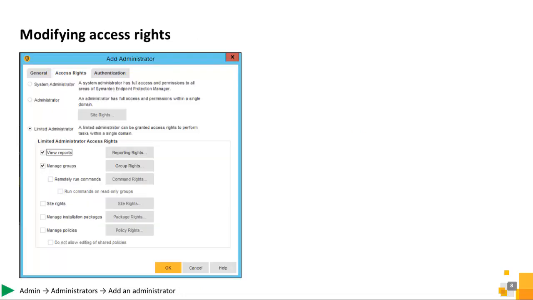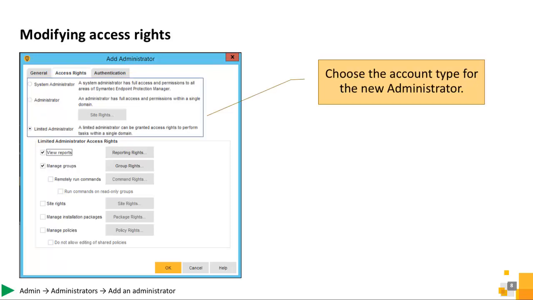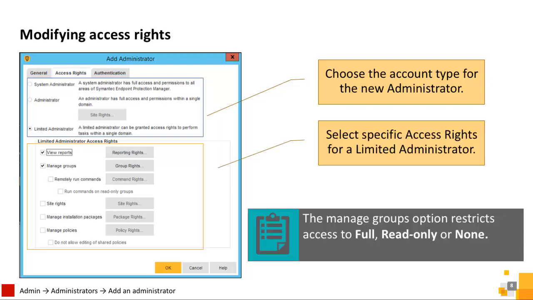On the Access Rights tab, choose the account type and authorization for the tasks that the administrator performs in the environment. In this example, the configured account is a limited administrator with reporting rights. When setting up a limited administrator, select specific access rights. It is even possible to restrict the access to specific groups. Note: Manage Groups can restrict group access to full, read-only, or none.